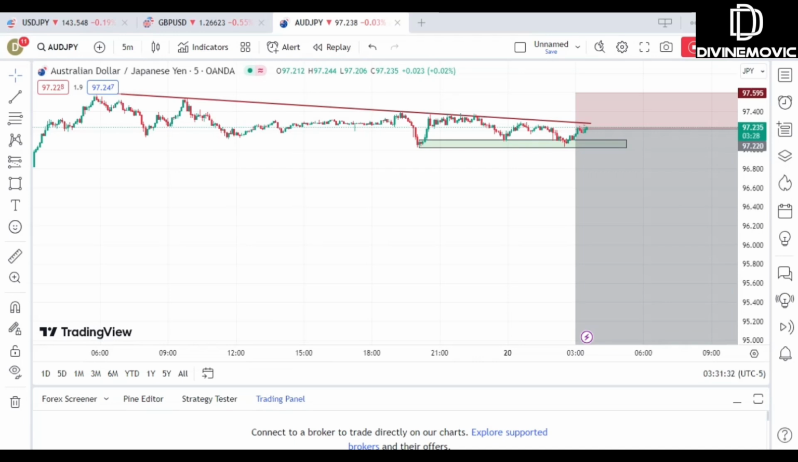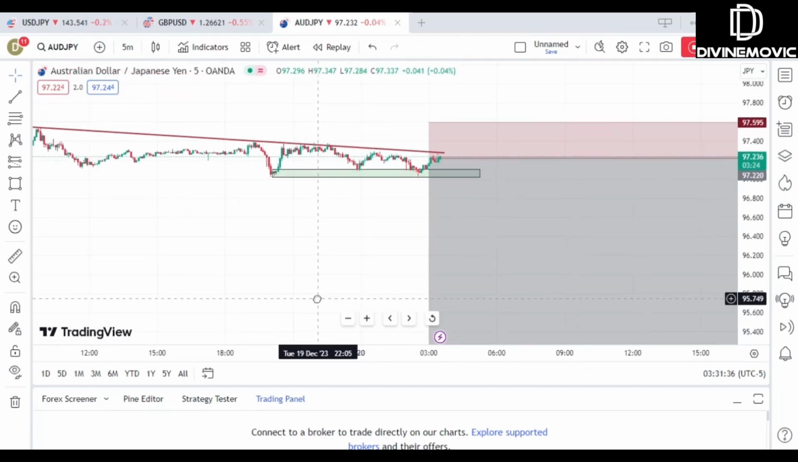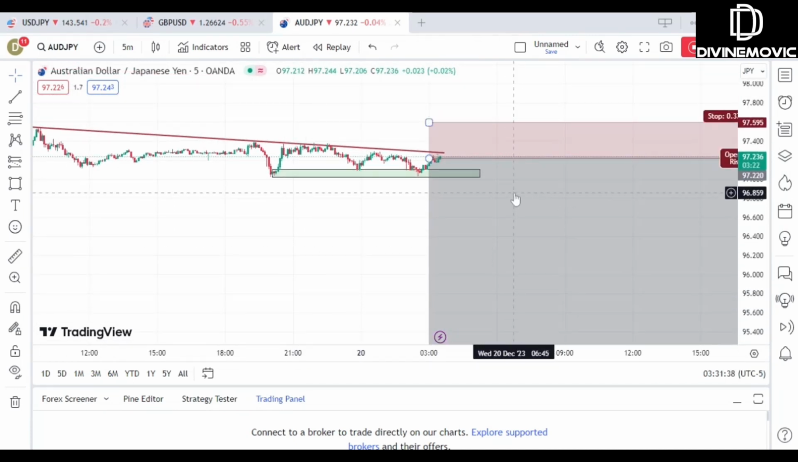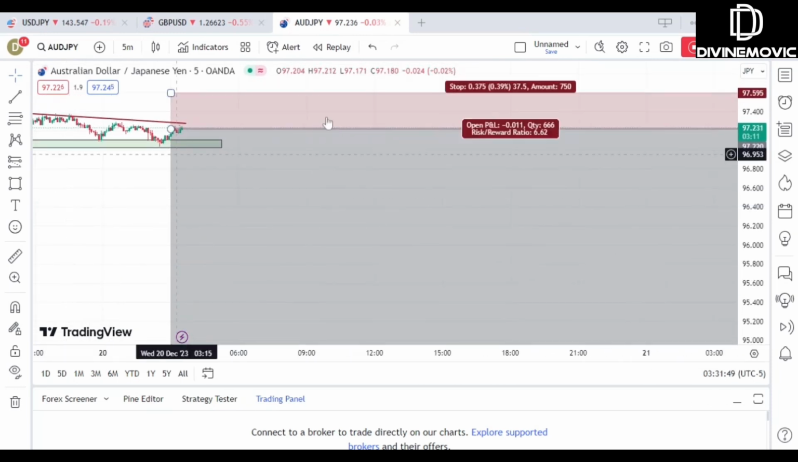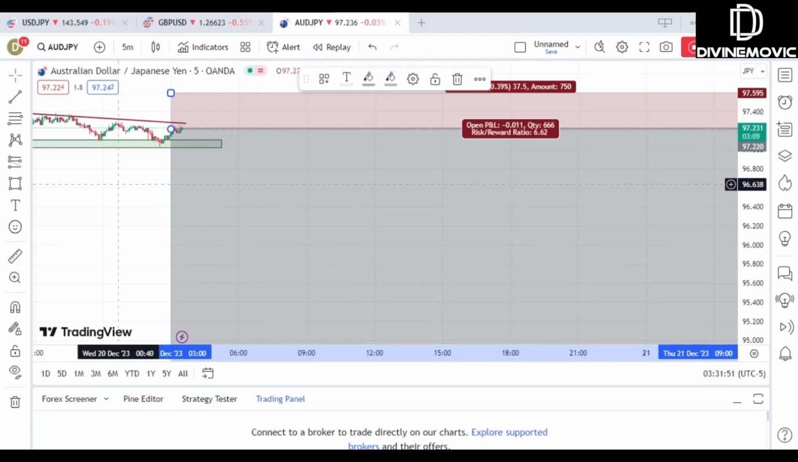And for me on this risk management, I'm not going to risk more than $100 on my stop loss. So whatever amount of stop loss it is, I'm going to lose $100 to make at least $600 from this setup.